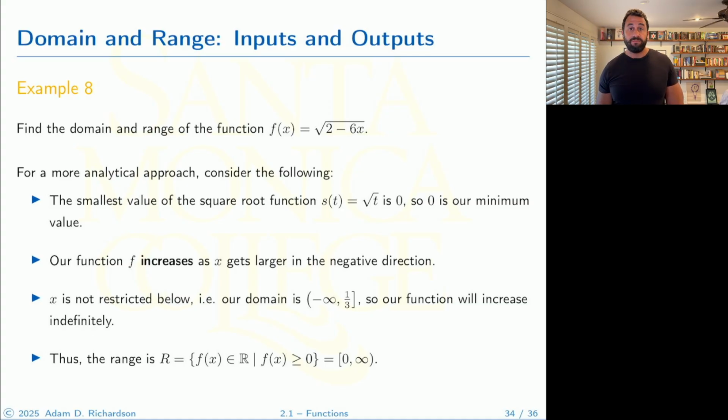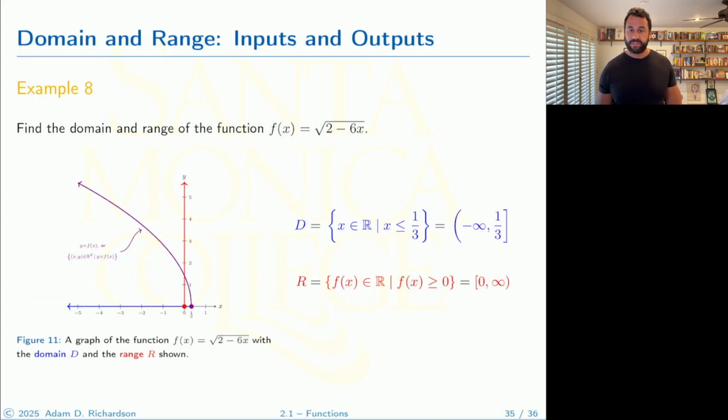That right away tells us that the range is 0 to infinity, right? Because x is also not restricted below. x can keep getting larger and larger in the negative direction, right? So that means that f of x, the output, can keep getting larger in the positive direction. So this is the analytical way of determining the range, as opposed to the graphical way. Okay, now let's put it all together.